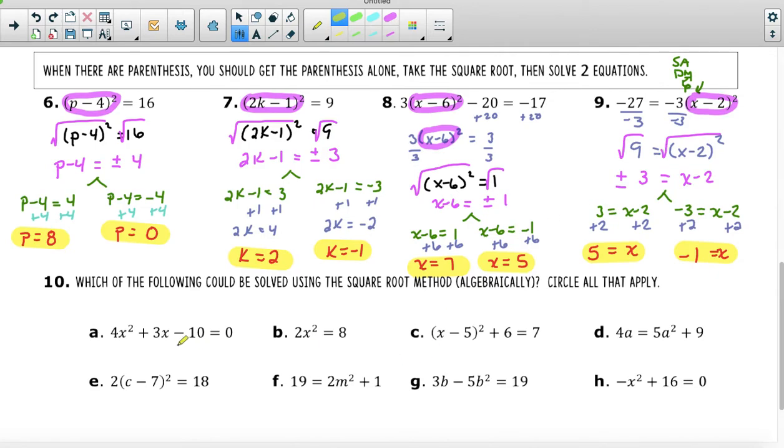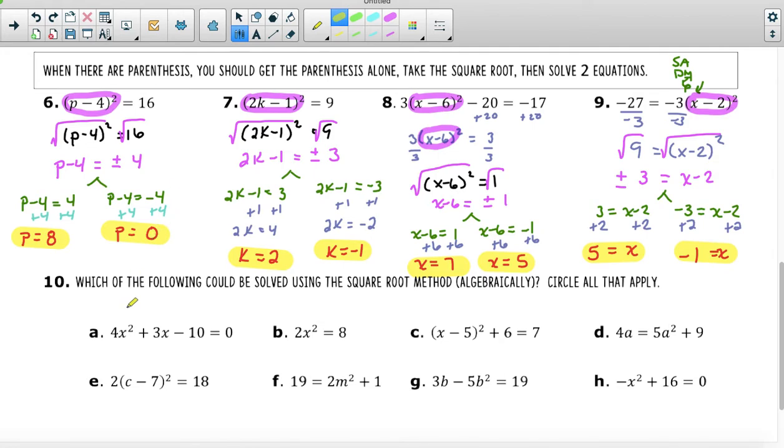So on this last one, the question is really asking which of the following could be solved using the square root method algebraically. So we just want to circle all of them that we can use the square root method. As a reminder, the square root method can be used if there is literally only one x in the entire problem, meaning there's no bx term. We can have an ax squared or just one single x.